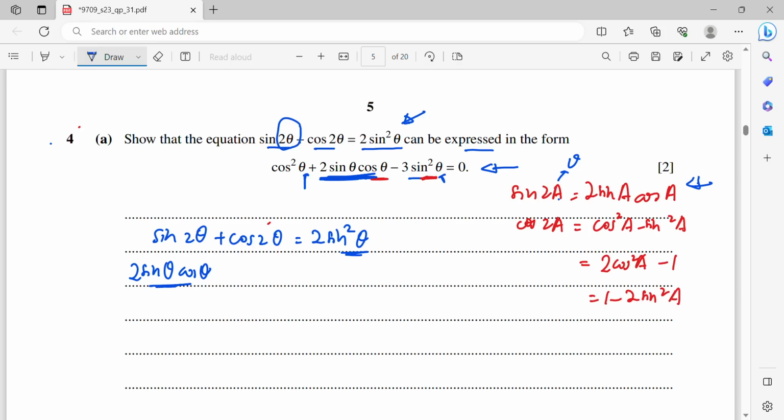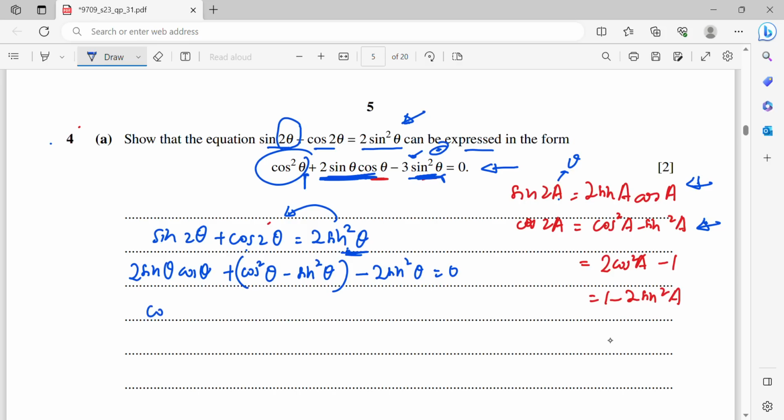Then here I have sine squared. This is my sine squared. But here is only 2 sine squared. I need to get 3 sine squared later on, which means, right, for the cos 2 theta, I must refer to the first form because I need to get cos squared and another sine squared, right? So plus cos squared theta minus sine squared theta from the cos 2 theta. Then right hand side, I will just move it to the left hand side, becomes negative 2 sine squared theta equals to 0. Okay, so now I just need to rearrange.